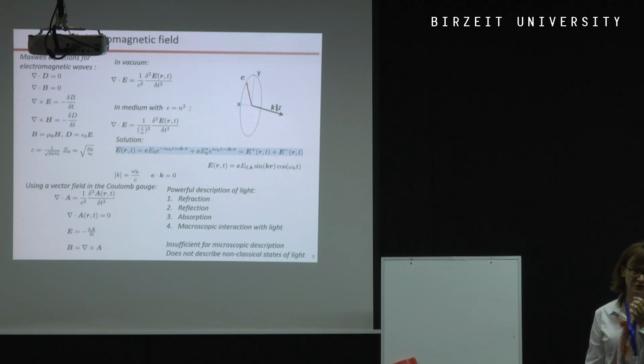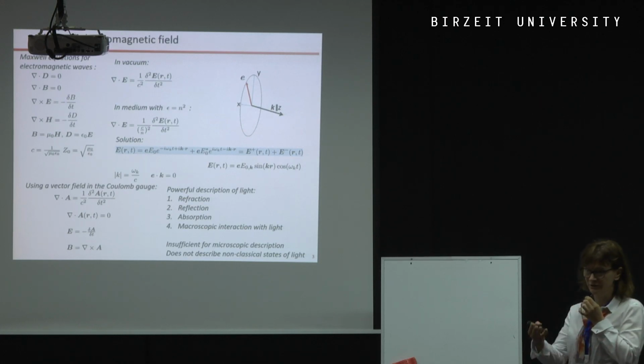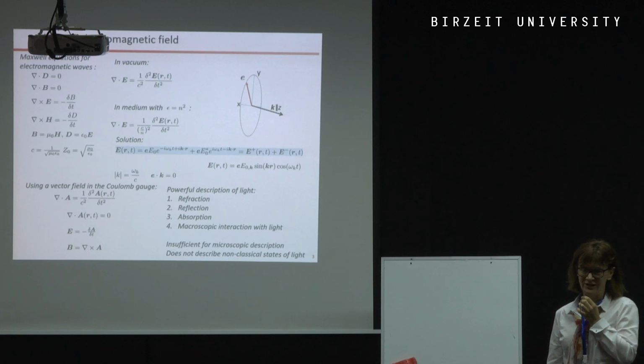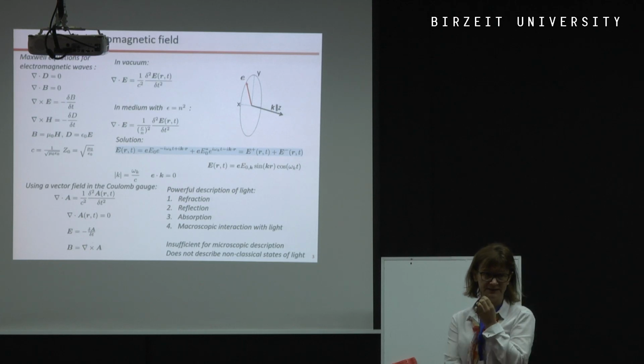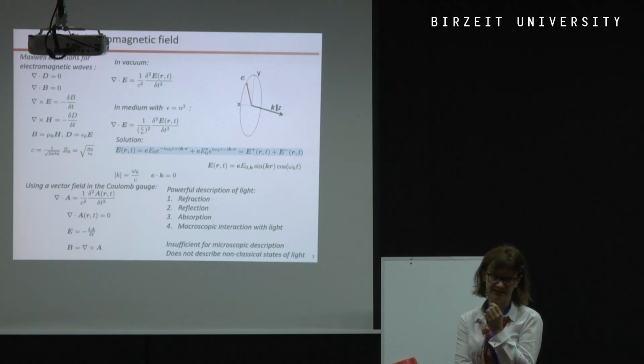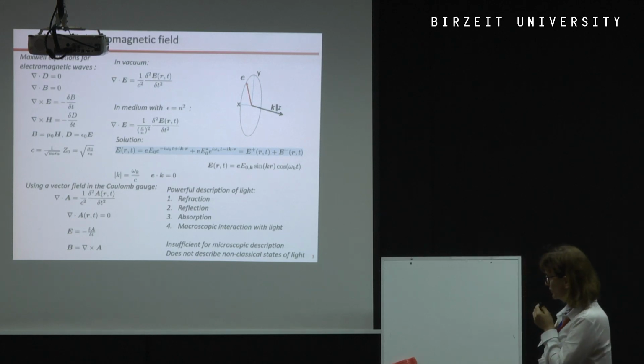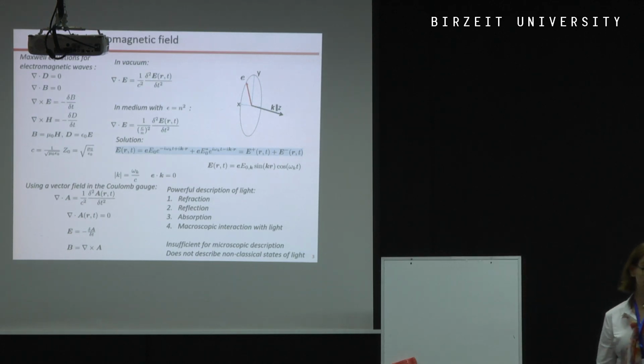And of course, we all know how powerful Maxwell equations are. We can really describe pretty much everything we see. We can describe refraction, reflection, absorption, any macroscopic interaction of light with matter, and also pretty much interactions of electrons. However, we have a little bit of a problem when it comes to interactions on microscopic scale. That's where the classical description of light might not be that sufficient, and that's why we should really consider how to describe light in quantum terminology.